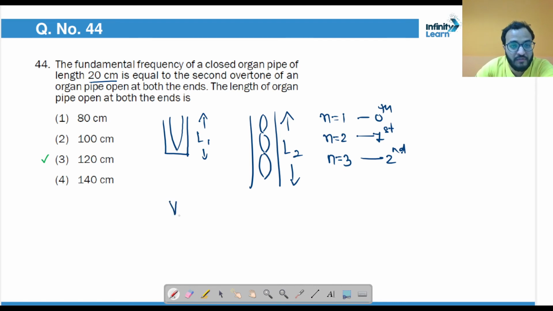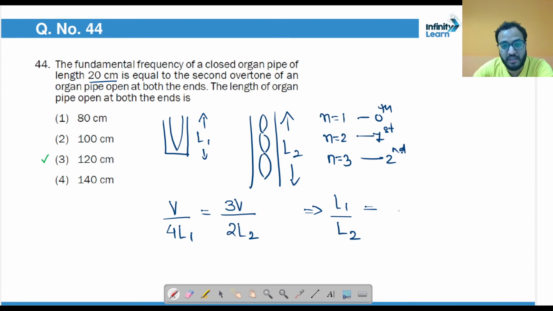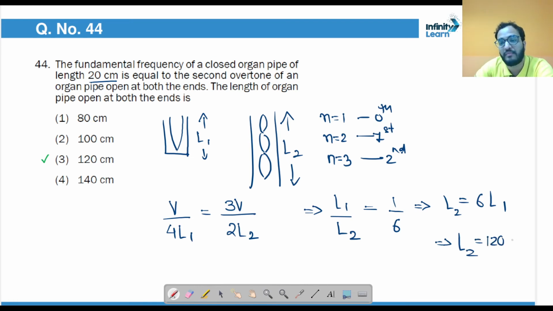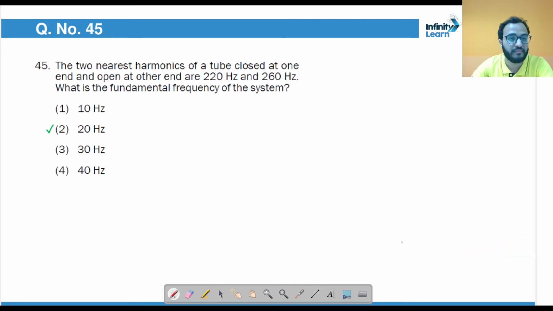So it is V upon 4L1 is equal to 3V upon 2L2, because it is third harmonic, right? Third multiple. So from here you will say L1 by L2 is equal to 1:6. So L2 will be 6L1. So L2 will be 120 centimeter. 45.